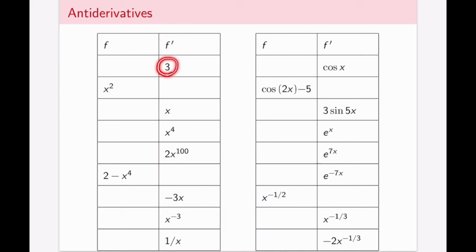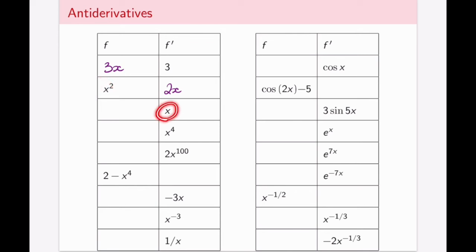So if I have a 3, what did I have to take a derivative of to produce a 3? Well, this one is fairly straightforward. If my variable is x, I have to take a derivative of 3x. Now, if I have x squared as a function, what is its derivative? Well, this is just 2x, and this is just to remind ourselves about how the power rule works. The power comes down, and you reduce it by 1.